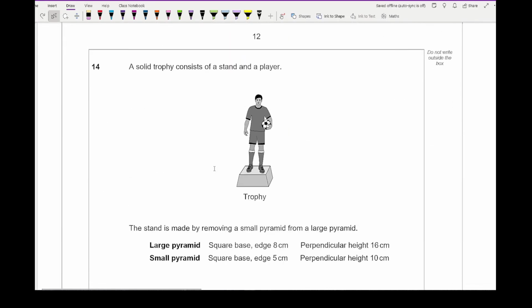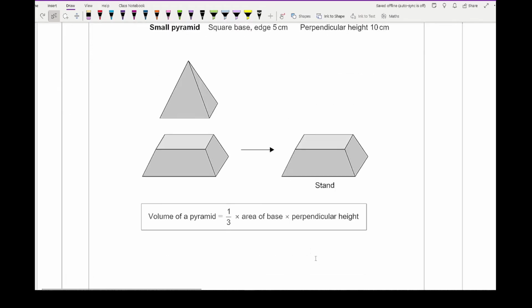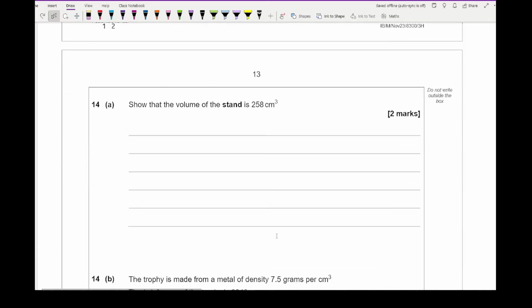Moving on to question 14, it says that a solid trophy consists of a stand and a player. The stand is made by removing the small pyramid from a large pyramid, and we've got the details of the large pyramid, which has a square base with an edge of 8 centimeters and a perpendicular height of 16 centimeters, and the small pyramid has a square base with edges of 5 centimeters and a perpendicular height of 10. And it tells you what the formula for the pyramid is. And remember, we'll always be given the formulas for those more complex 3D shapes. And for question 14a, it says show that the volume of the stand is 258 centimeters cubed.